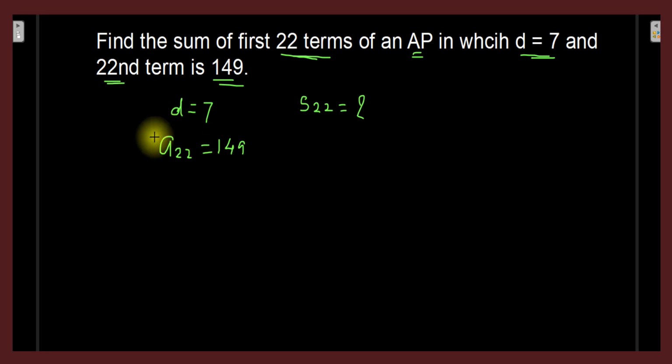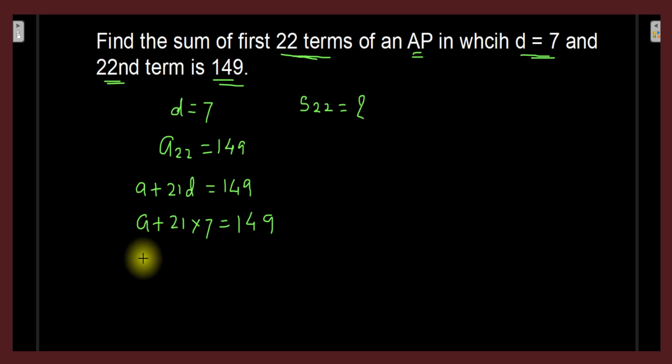So friends, here we know that A22 is equal to 149. So this can be written as a plus 21d, which is equal to 149. And since we have the value of d as 7, put the value of d. So here a plus 21 multiplied by 7 is equal to 149. The product of this will be 7 1s are 7, 7 2s are 14, so it will be 147.